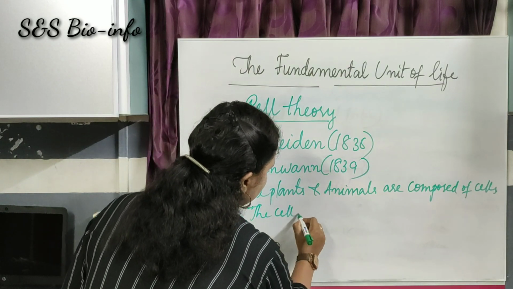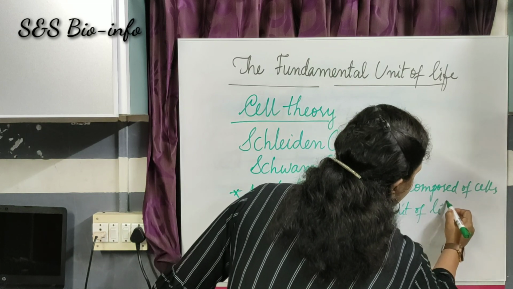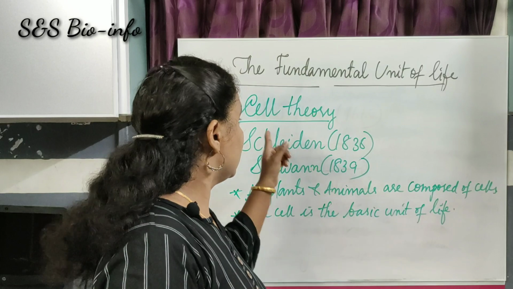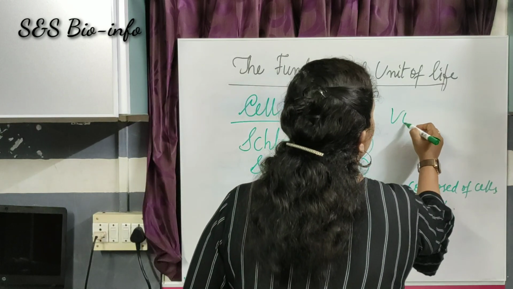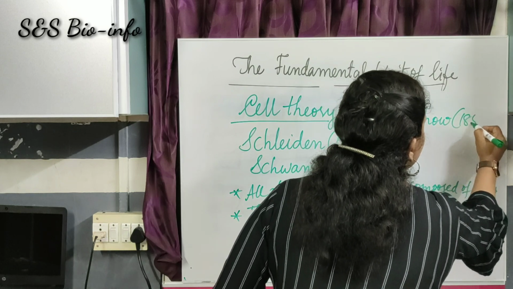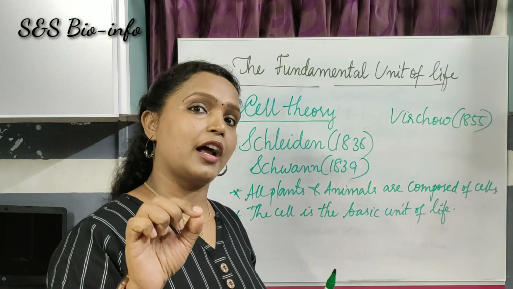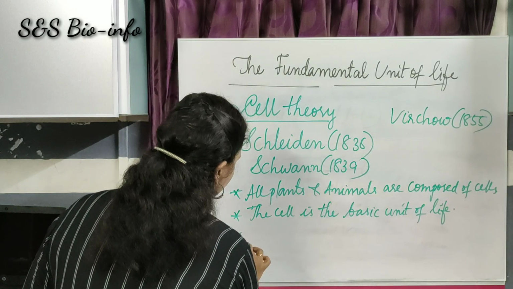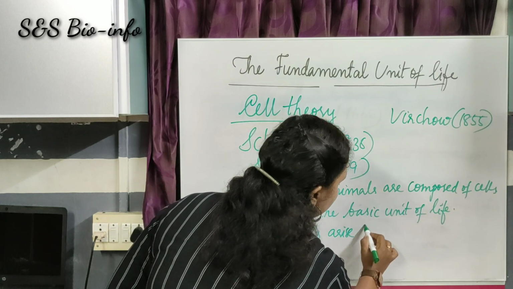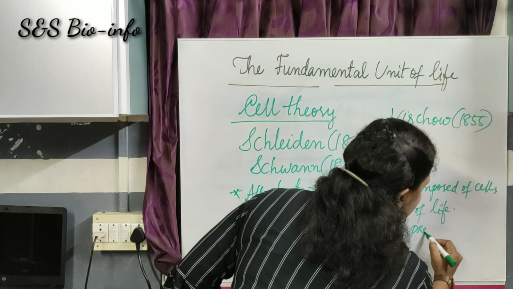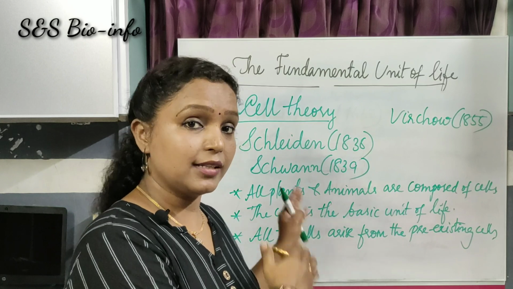The cell is the basic unit of life. Further, the cell theory was expanded by another scientist named Virchow in 1855. Virchow added one more point to this theory. According to Virchow, all the cells arise from the pre-existing cells. The third point in cell theory, all cells arise from the pre-existing cells. So, this is the expansion of the cell theory.